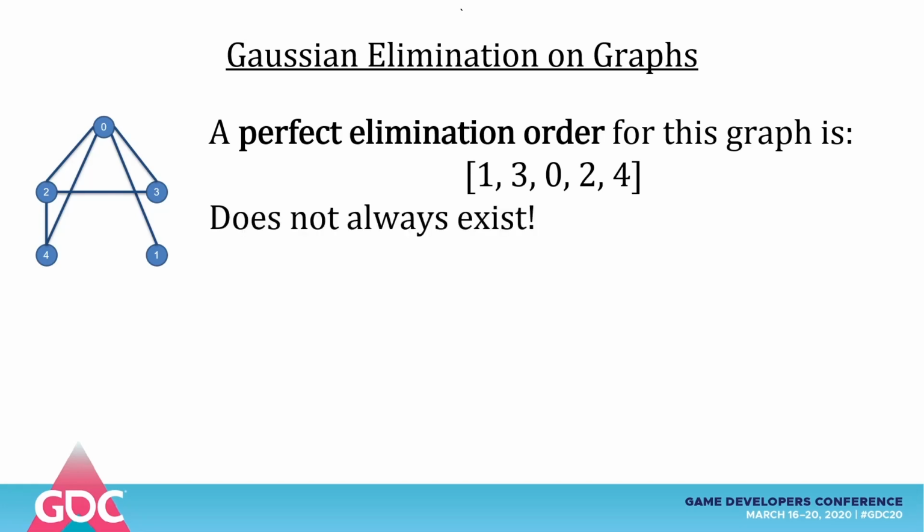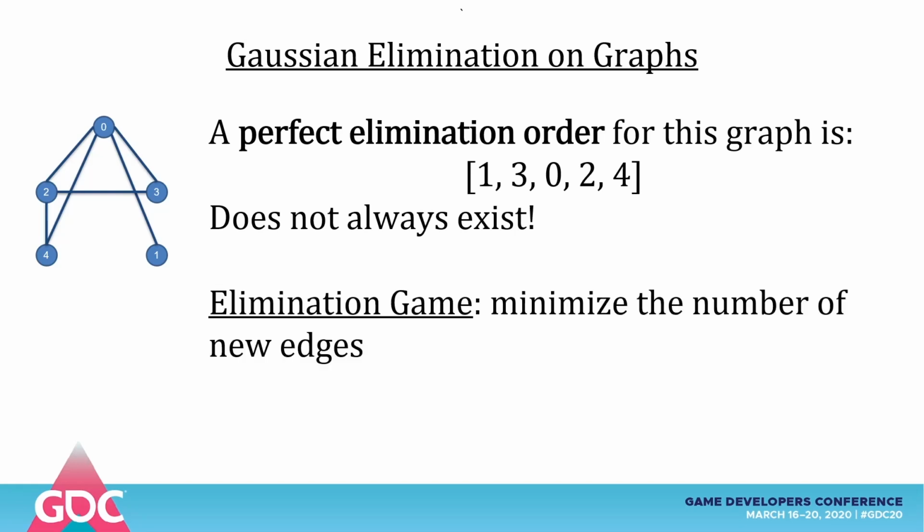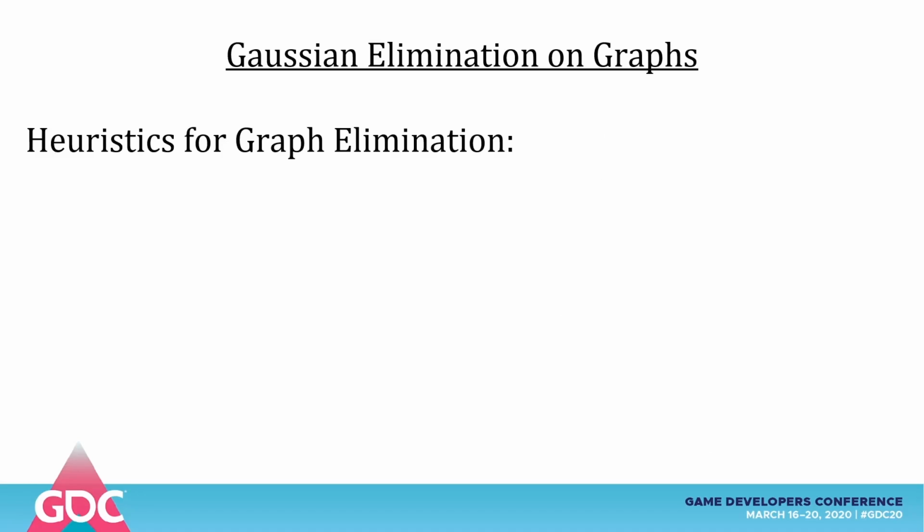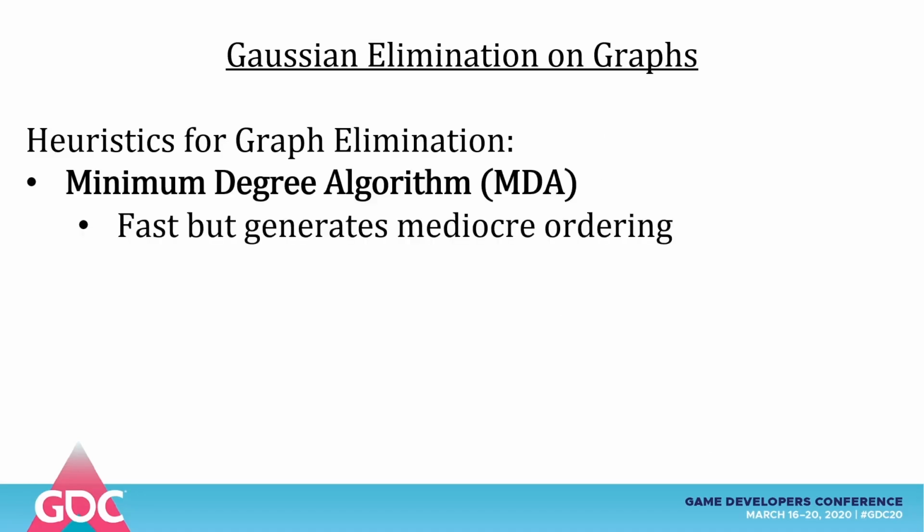But not all graphs have a perfect elimination order. The objective of the elimination game is to find an order that minimizes the number of new edges created. This is an NP-complete problem, but there are some very good heuristics. Here are two heuristics. The first one, called the minimum degree algorithm, is a very popular method as it is very fast, but it generates mediocre ordering. It's mostly used for very large problems with millions of nodes.